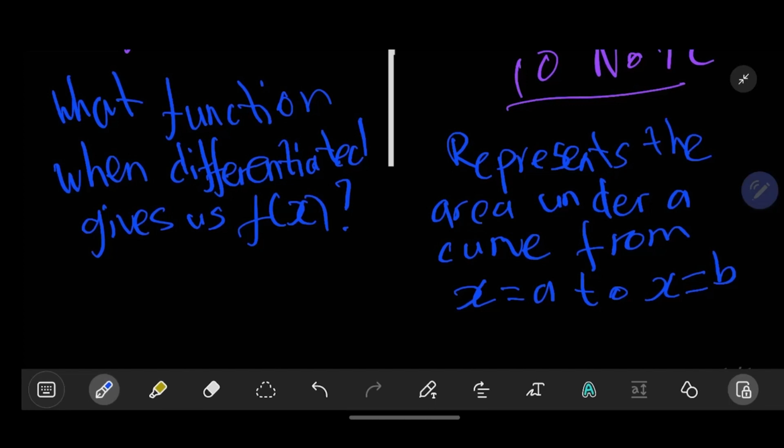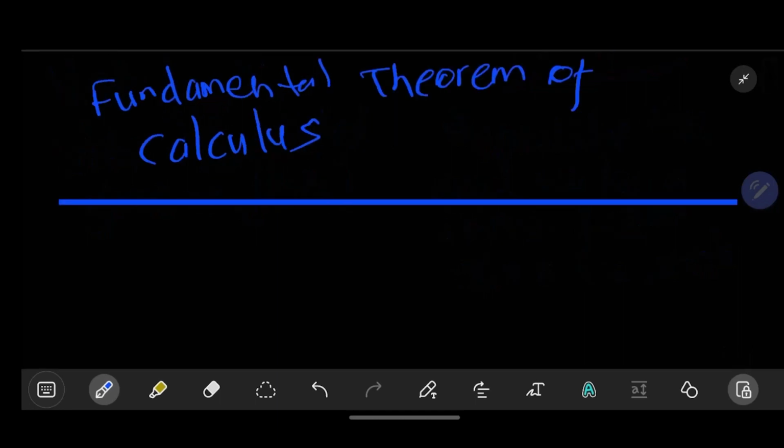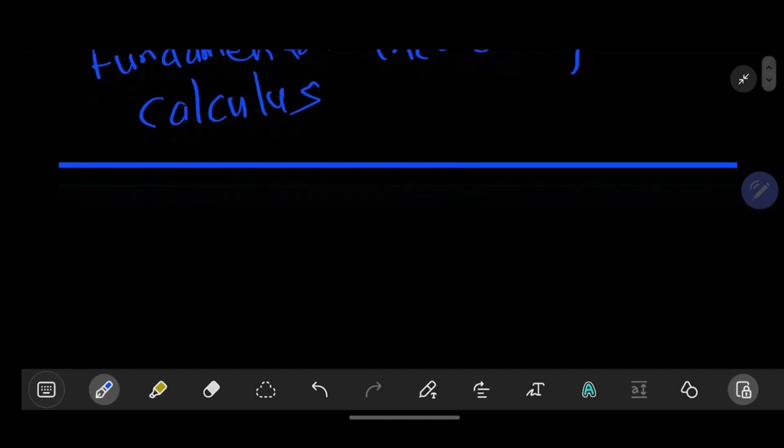Okay, so taking this one step further, I'm going to tell you about the theorem of the integrals for the definite integral and the indefinite integral. The fundamental theorem of calculus tells us, and I'm going to write this out in words just for you to understand it, and then I'm actually going to show it to you mathematically.